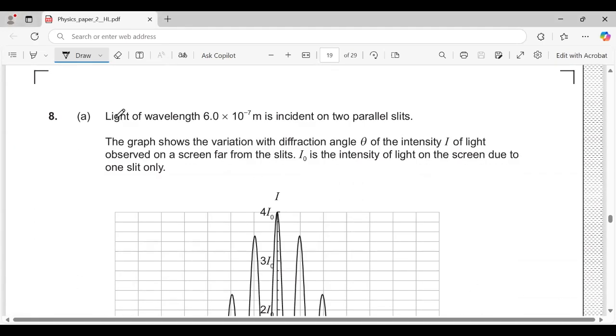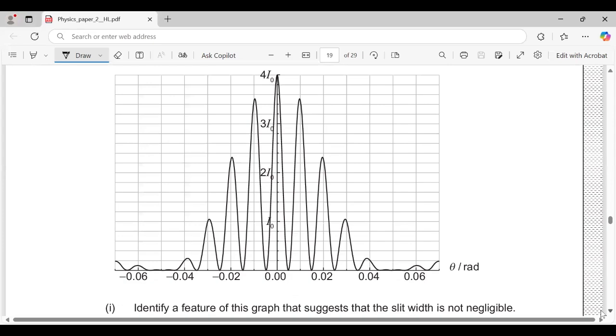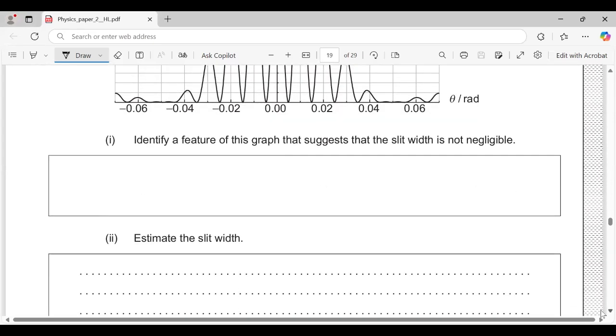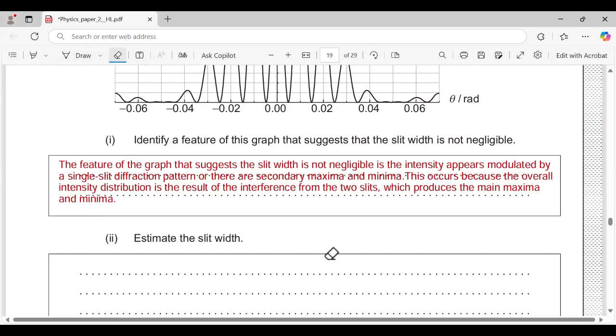Number 8. Light of wavelength 6.0 times 10 to the power minus 7 meters is incident on two parallel slits. The graph shows the variations with diffraction angle theta of the intensity I of light observed on a screen far from the slits. I0 is the intensity of light on the screen due to one slit only. Identify a feature of this graph that suggests that the slit width is not negligible. This is my answer. And estimate the slit width.